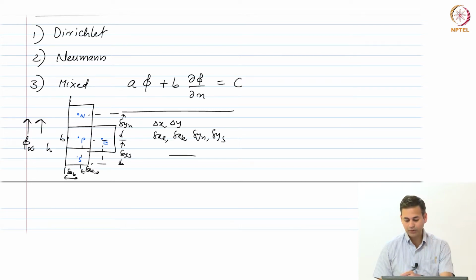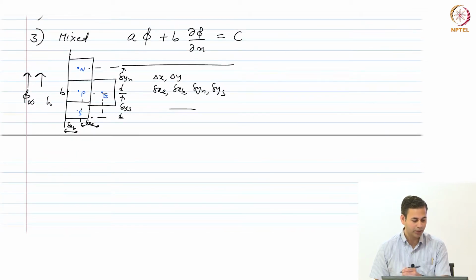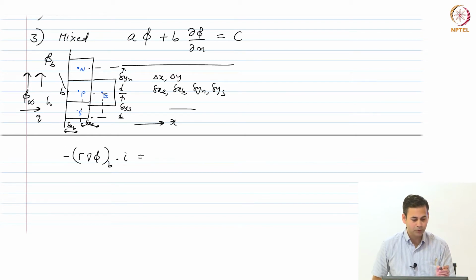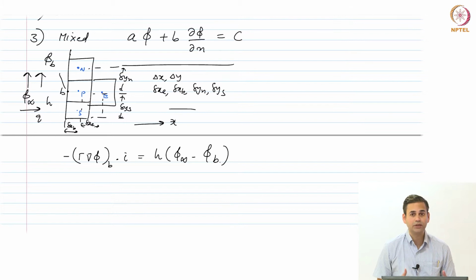Now, coming to the specification of the boundary condition: let us say the temperature on the boundary is phi b. Then convection would read as follows. The heat flux coming in, let us call it Q, will be minus gamma grad phi on the boundary dotted with i, that is the heat flux in the positive x direction. It would be equal to the convection heat transfer, so h times phi infinity minus phi b. So essentially this is a mixed boundary condition.